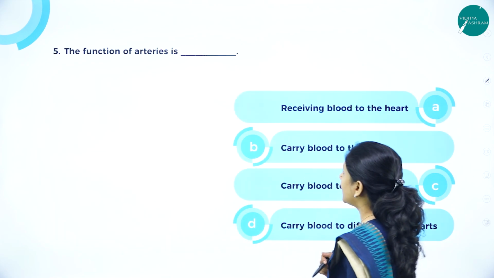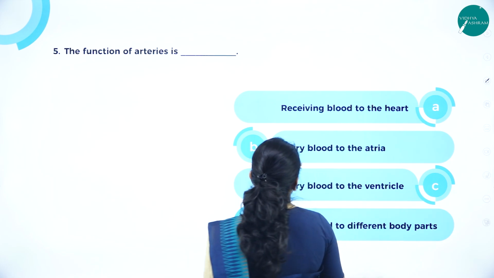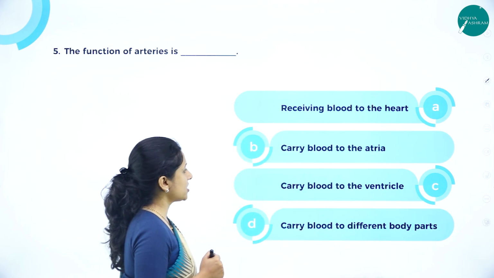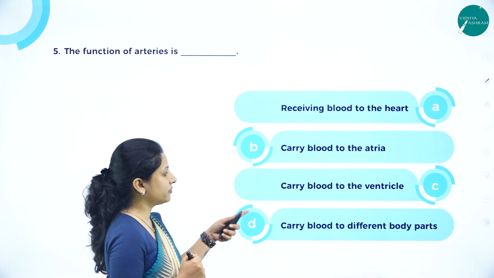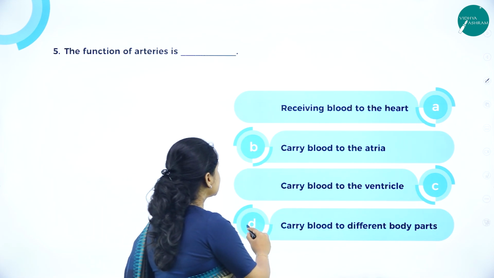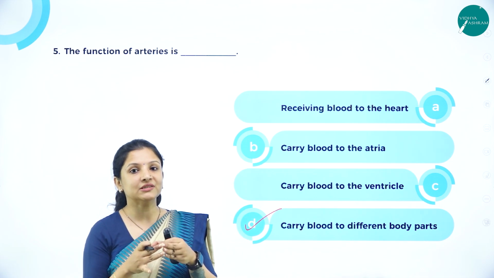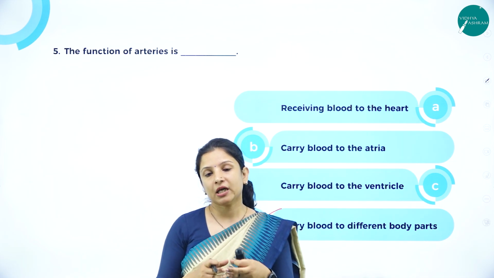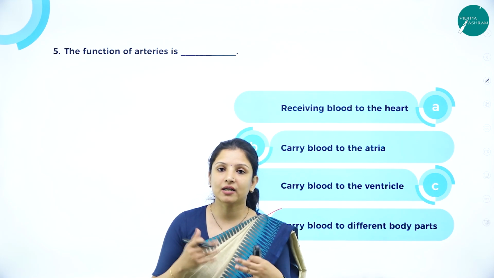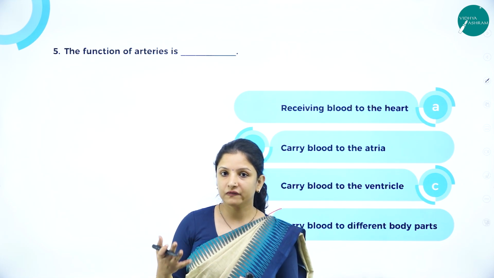Next, the function of arteries: receiving blood to the heart, carrying blood to the atria, carrying blood to the ventricle, or carrying blood to different body parts. So it is to carry blood to different body parts. I told you, it forms the arterial system, right? The main function of the arterial system is to carry blood to different organs and different parts of the frog's body.